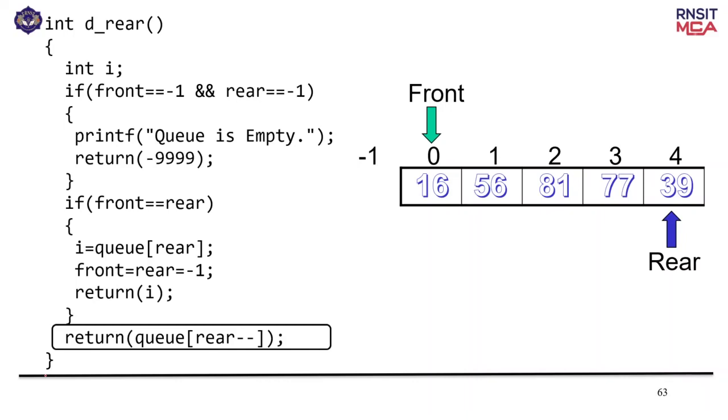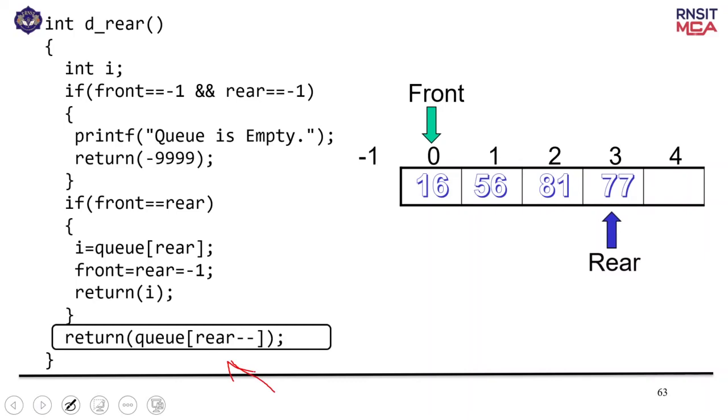After giving 39, what happens? Rear will decrement. So you see, 39 is given first, then rear is decremented. So that's why this particular statement is a post decrement operator. Because it is a post decrement operator, what happens? First it gives the value and later it decrements.